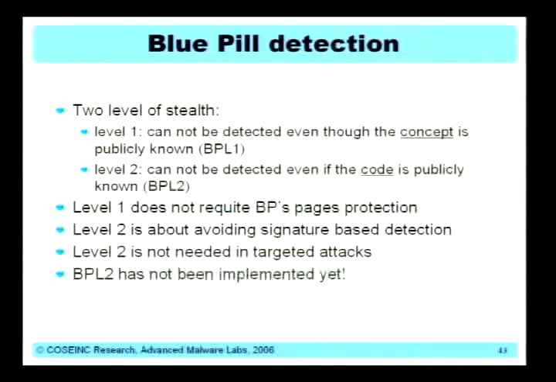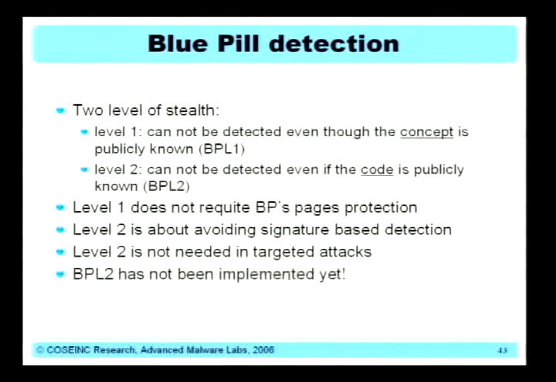Okay, I distinguish between two levels of stealth for Blue Pill. Something I call Blue Pill level 1 is something which should be undetectable even though the concept is known. So I just made the concept known, and still I believe it wouldn't be possible to create any practical detector for this kind of thing.